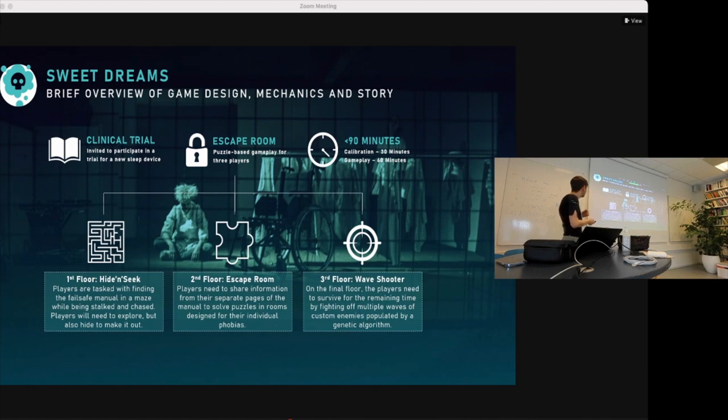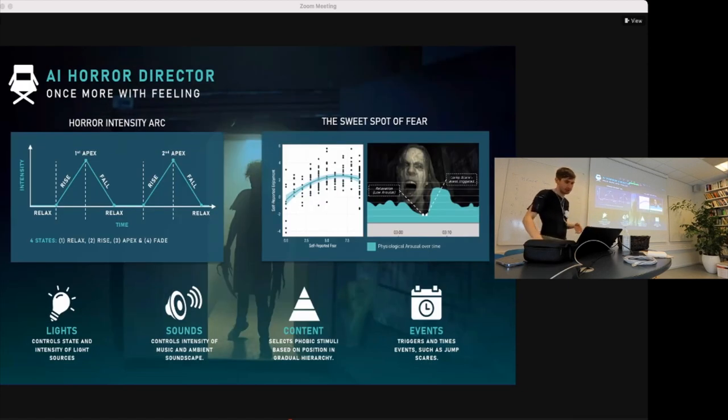I won't dwell on this too much, but it gives you an idea of what the actual product will be in the end. The way it works is that we are building an AI horror director that can take in the data from the physiological sensors and then map or change the narrative arc, or the intensity of the horror, throughout. We're following a model where the horror director goes between four different states: relax, then increase, then the apex or peak of horror, and then fall.